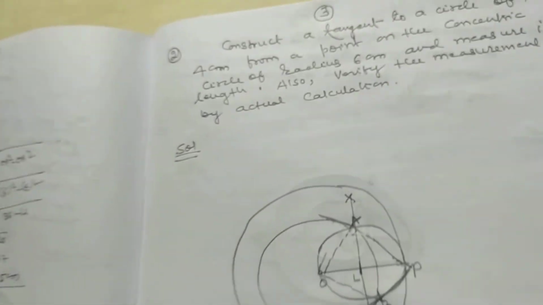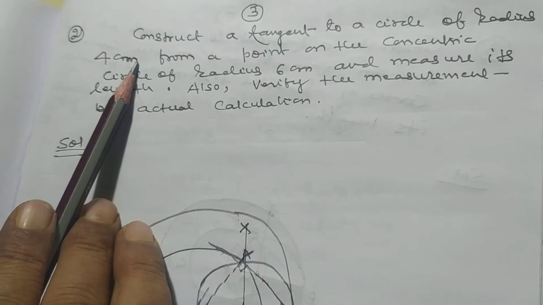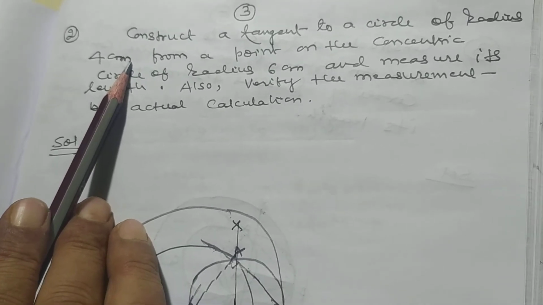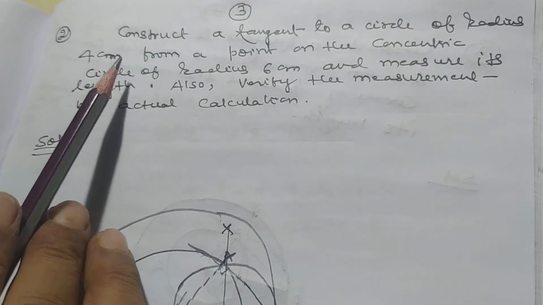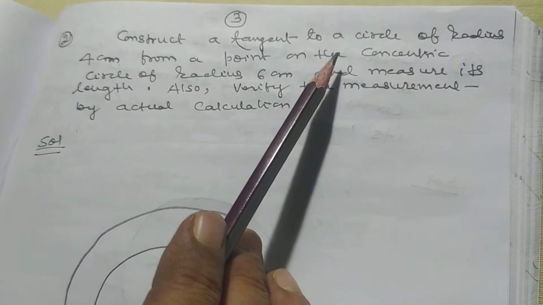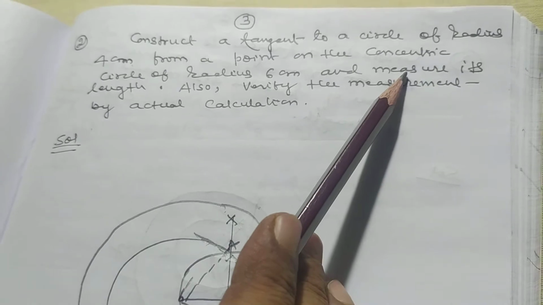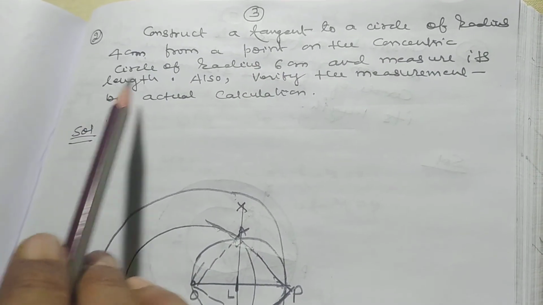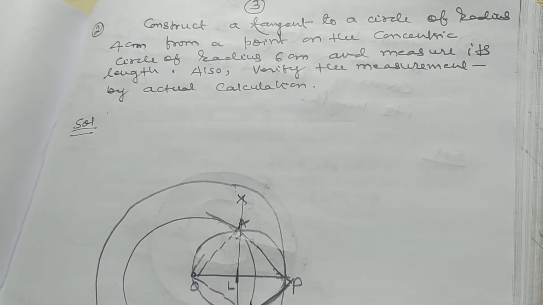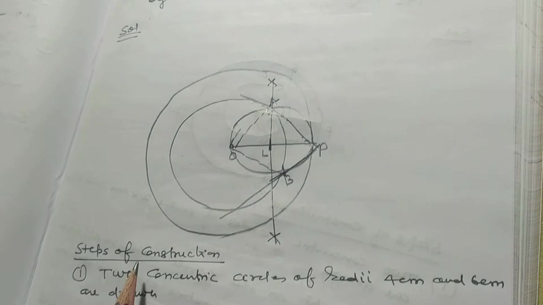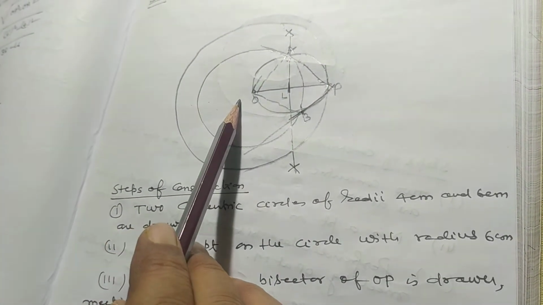Now, what is in problem number 2? Problem number 2 is very, very important. This type of question is also in the CBSE sample paper. So, you must try to understand each and every step. Construct a tangent to a circle of radius 4 centimeter from a point on the concentric circle of radius 6 centimeter and measure its length. Also verify the measurement by actual calculation. My dear students, here we take two circles.